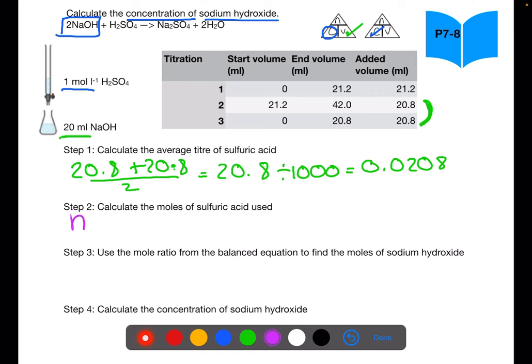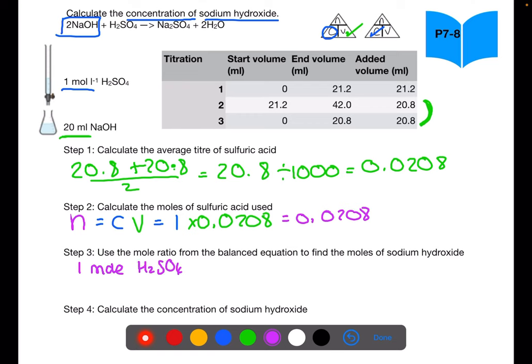So now we can calculate the number of moles of sulfuric acid by taking concentration times volume. So the concentration in the question is 1, and we've just calculated the volume as 0.0208. This gives a number of moles of 0.0208, and that's your moles of sulfuric acid. If we have 1 mole of sulfuric acid from the balanced equation, we can see that that requires 2 moles of sodium hydroxide for full reaction, so we'd need to multiply by 2.